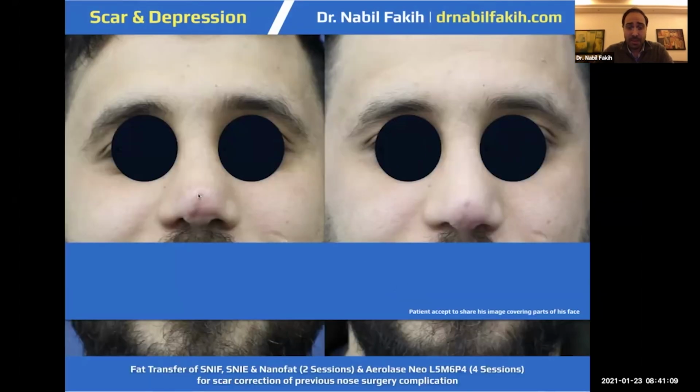And this is a patient who had a rhinoplasty with another surgeon. He had an infection of the columellar strut and it got kicked out of his nose, and finally it left him with this scar. So I really needed to build up the scar area. So I did fat transfer, SNIF, SNIE, and nanofat on him. And then after this, I did some hyaluronidase to reduce redness, and this is the result after, as you see, 2 sessions of fat transfer. He was so happy that his scars improved a lot.